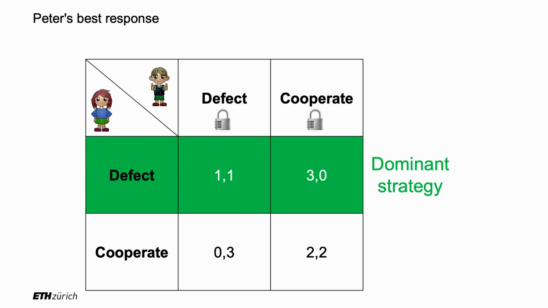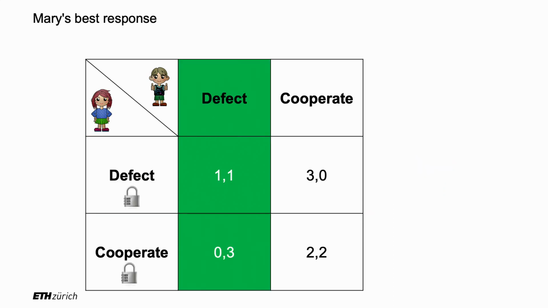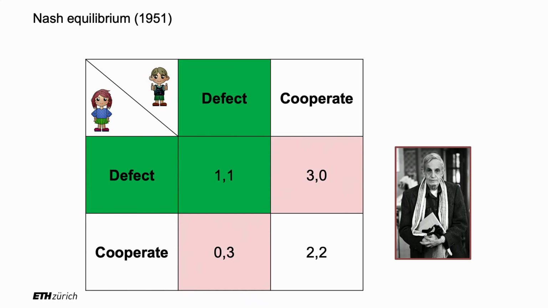Now you notice the game is symmetric, right? It's exactly the same thing for both players. It's totally symmetric, so I can make exactly the same argument for Peter. So Peter should also defect. So what's the result of that? Mary defects, Peter defects, and we have a Nash equilibrium.